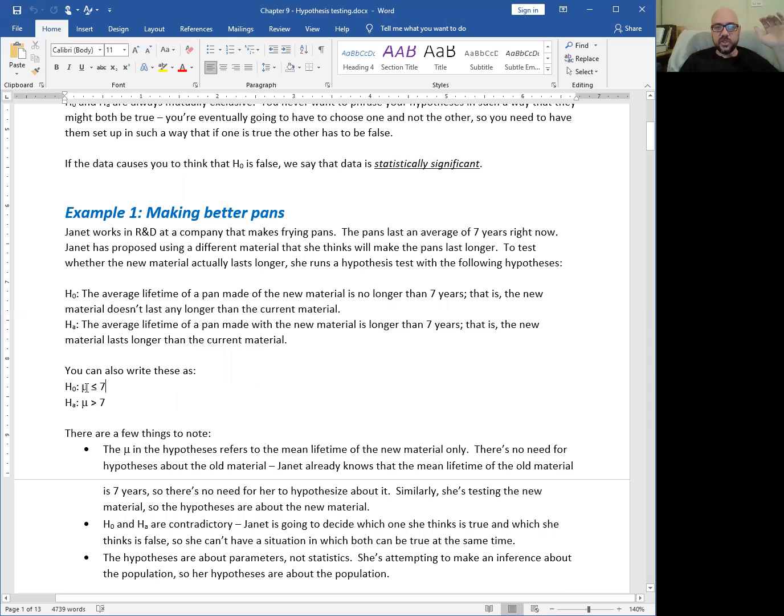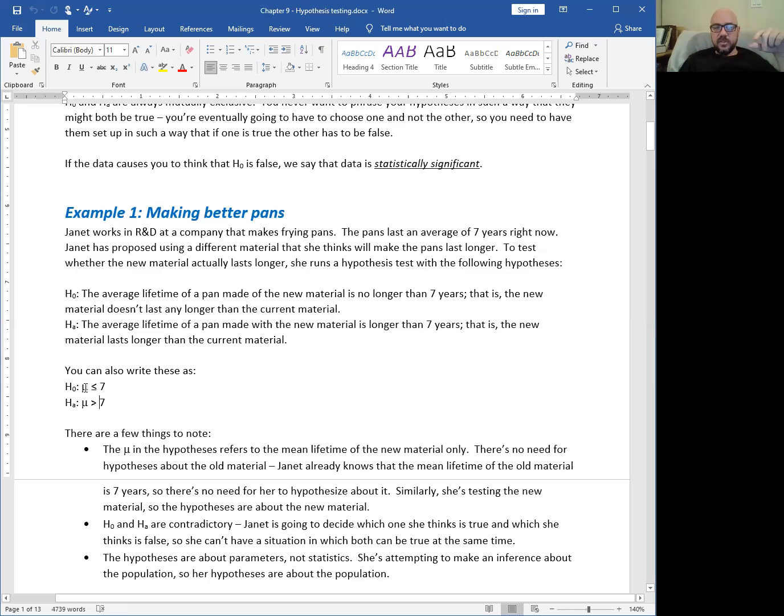And you have to incorporate all those ideas into your head at the same time, right? You don't want to think of mu as just some random letter that we're using. It really means the mean lifetime of these pans made with the new material is 7 years or less. And that's the way you want to think of it. It's just shorthand to write it as a mu, but you want to think of it in terms of the idea that it's trying to convey.